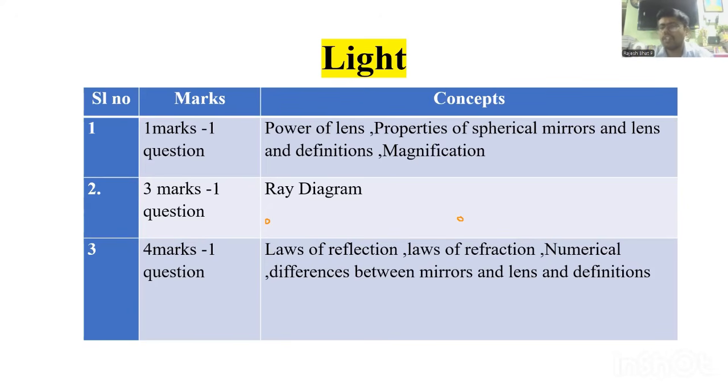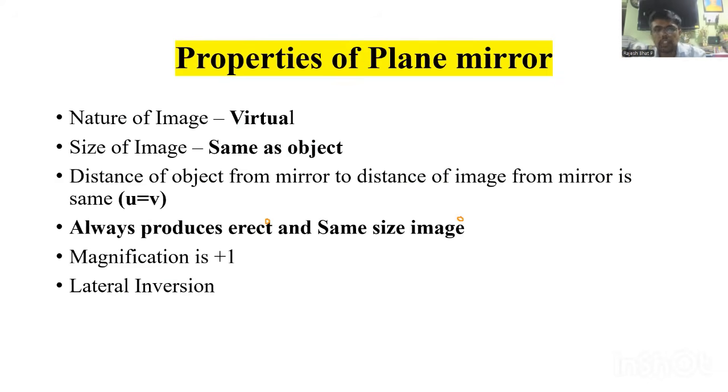Okay, 4 marks, laws of reflection, refraction, and there are some more concepts, glass slab experiment, everything we will see. This is the outline of the chapter. Firstly, plane mirror, you saw it in the morning.